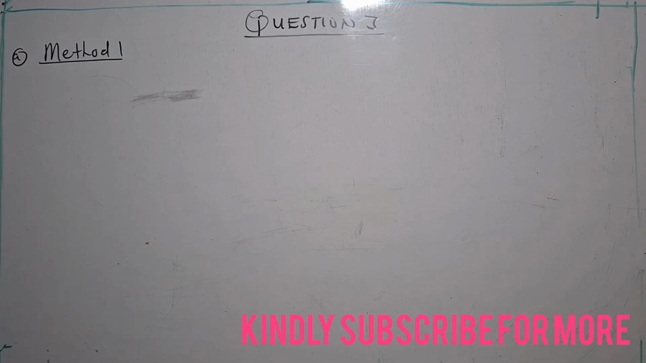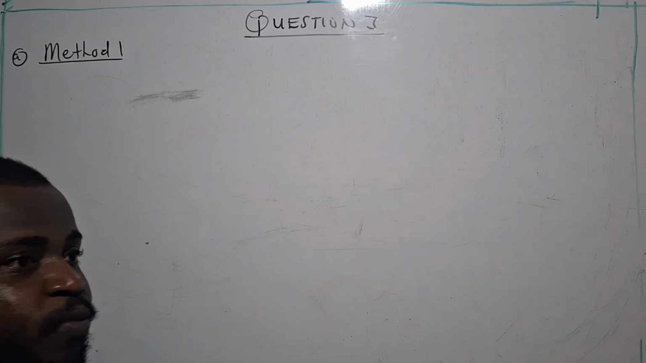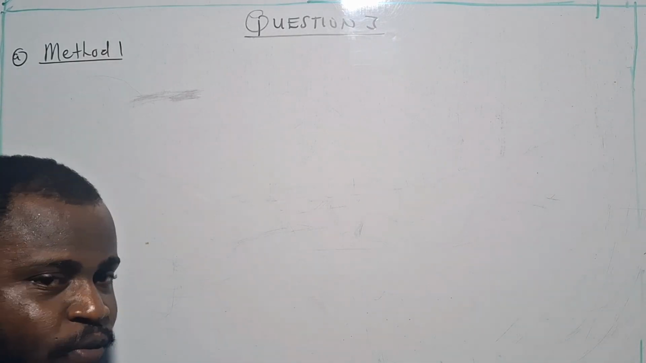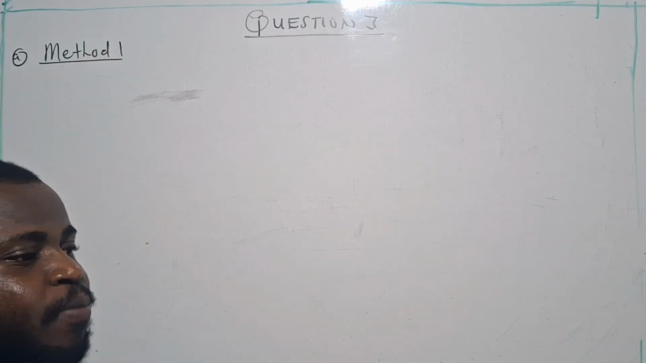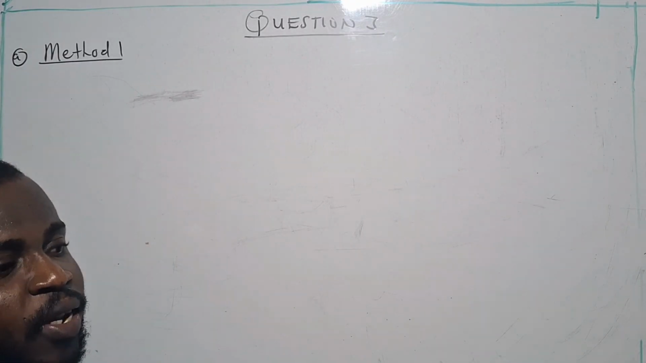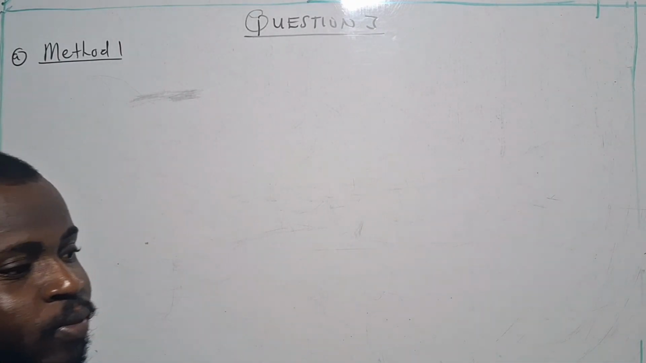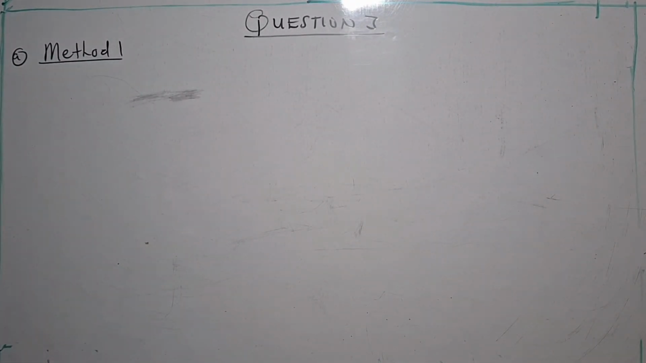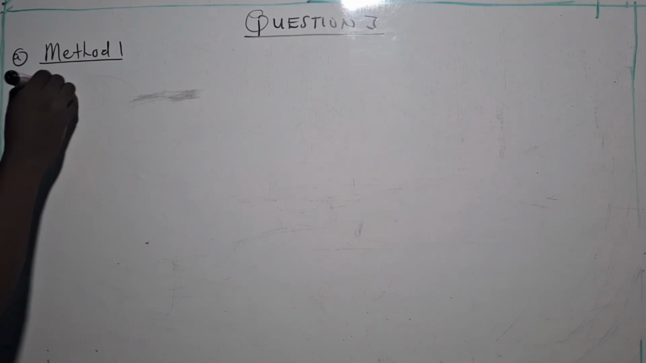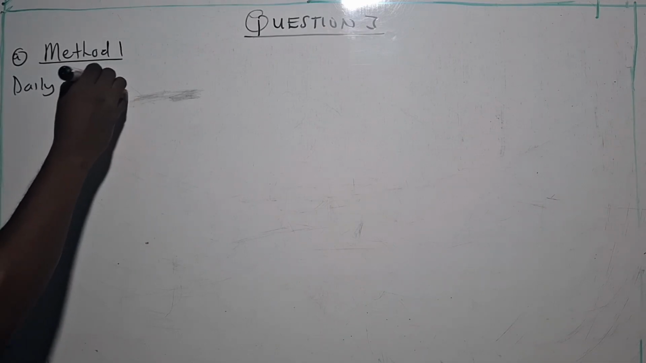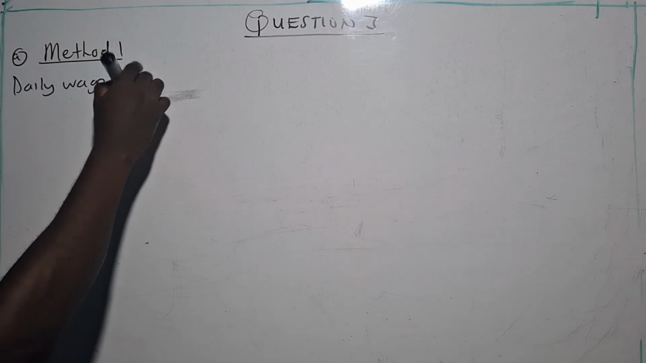So the method one here is, I'm going to multiply the daily wage, the 25 cedis, by 30. When I finish the amount I'm going to get, then I find 10% of that amount. Then the answer I get, I add it to the answer I got when I multiply the 25 by the 30. This is what I mean. So his daily wage, which was the 25 cedis.